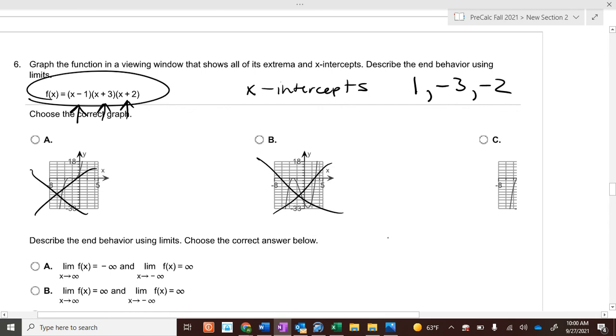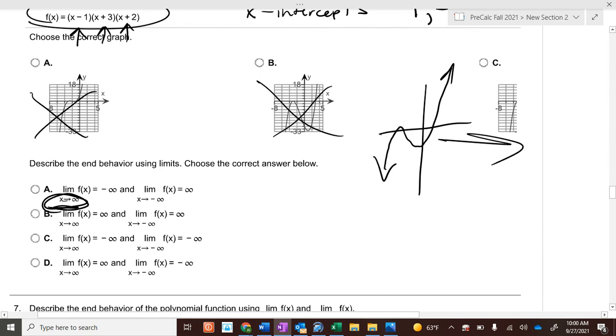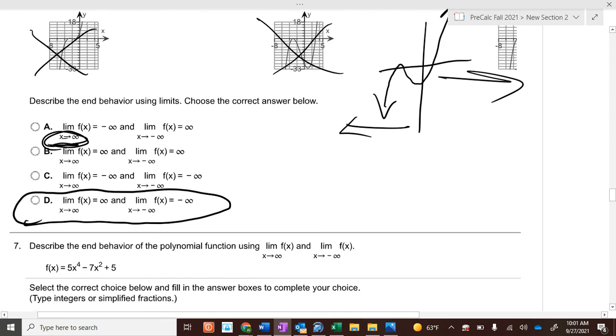So what happens is it comes up, crosses at -3, crosses at -2, goes down and crosses at 1 again. So it looks like that, okay? So what's the end behavior? As we go towards infinity, what happens? As the x value goes towards infinity, as we're going to the right, what happens to the graph? Up to infinity. As we go towards negative infinity, what happens to the graph? Down to negative infinity. So as we go towards infinity, it goes to infinity. As we go down towards negative infinity, it's negative infinity. Okay?